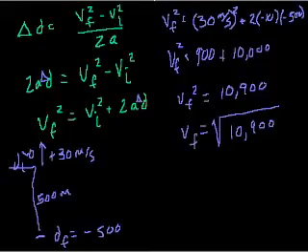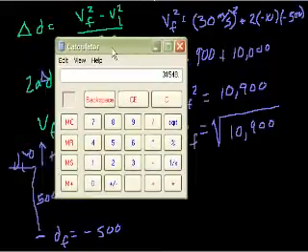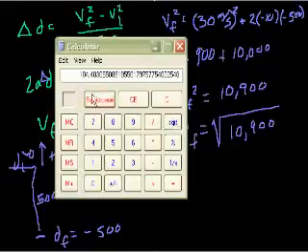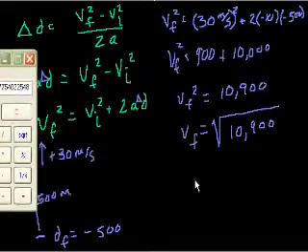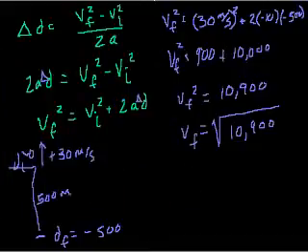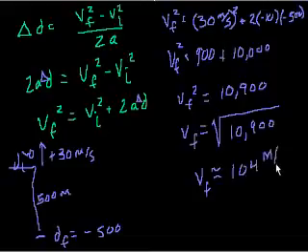Well, let me bring over my trusty Windows provided default calculator. Let's see, what is it? 10,900 square root. So it's about 104 meters per second. 104 meters per second. So let me get this out of the way. So my final velocity is approximately 104 meters per second.